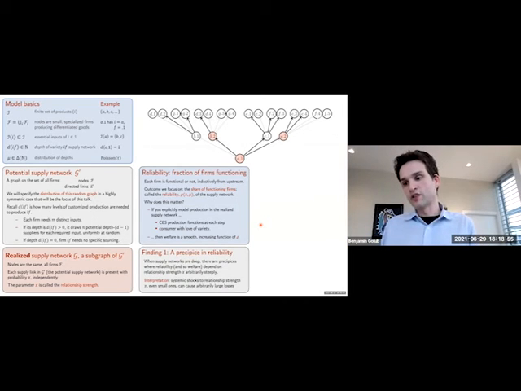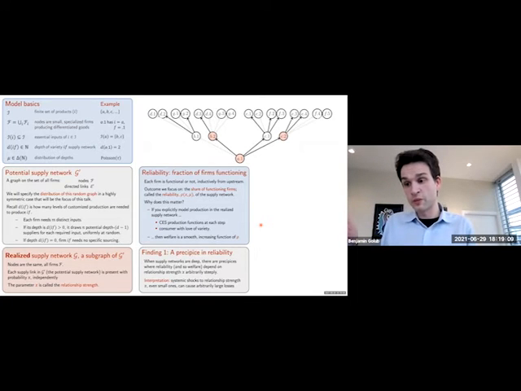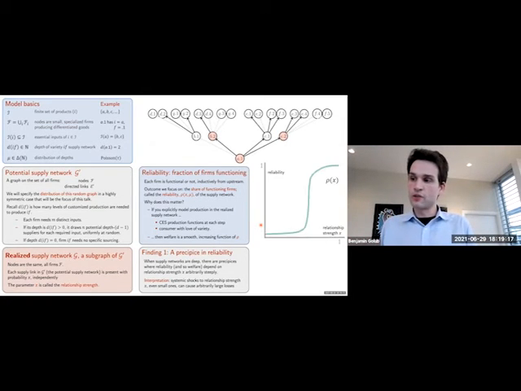Exactly. And we're going to work all this out, but I'm going to brand the phenomenon that I'm about to show you. I call it a precipice. We say that there's a precipice that can happen in reliability. When supply networks are deep, it's possible that reliability and welfare depend on relationship strength in an arbitrarily steep way. Let me just show you a picture.